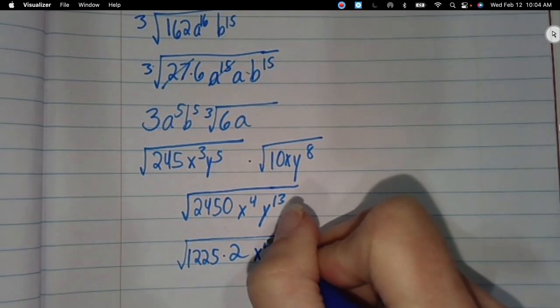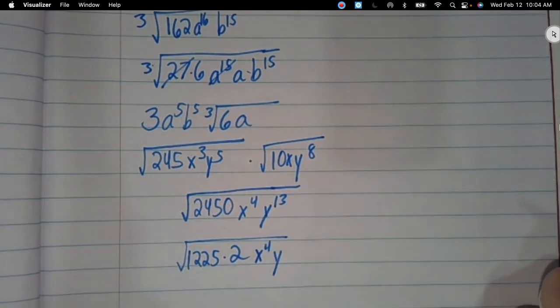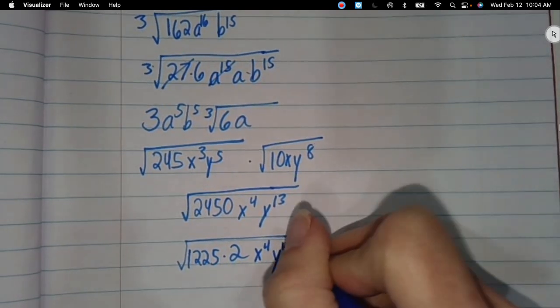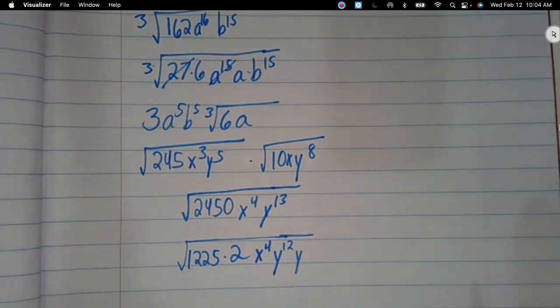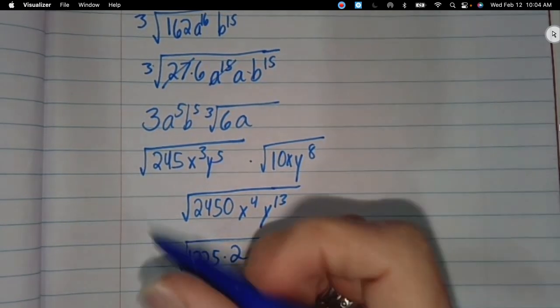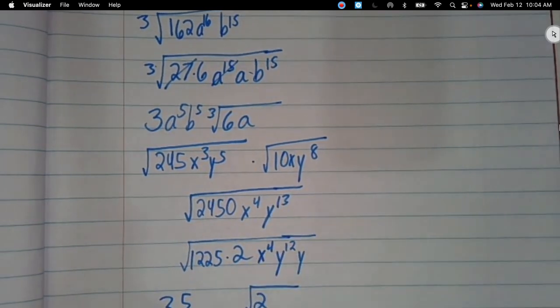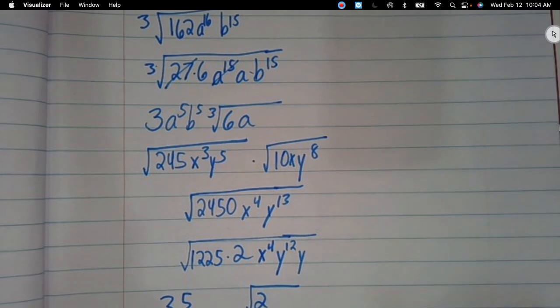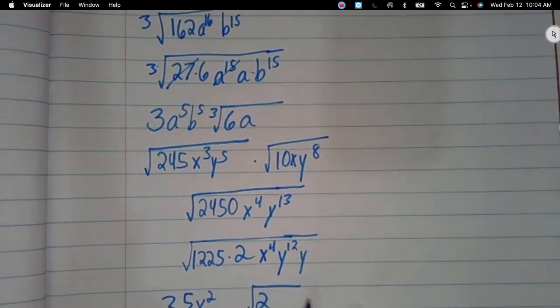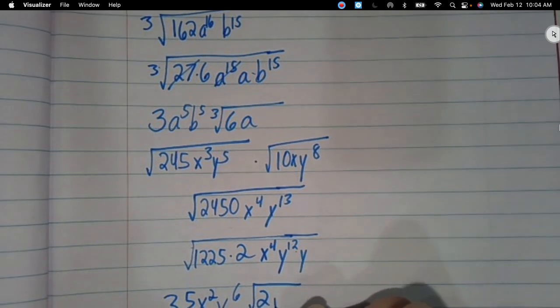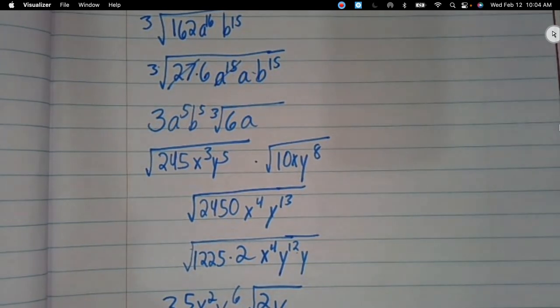x to the fourth, y to the what? What am I going to put for the y? 12, and then one more. So what was the square root of 1,225? 35. And then we'll leave our 2. And then what's 4 divided by 2? 2, x squared. And then 12 divided by 2, y to the 6. And then let's leave our y. There's our answer on that one.